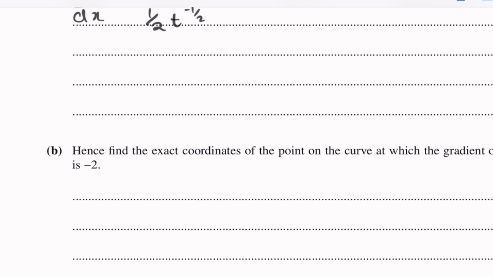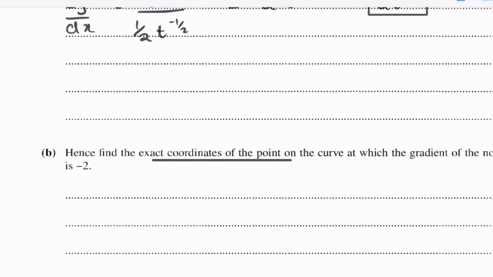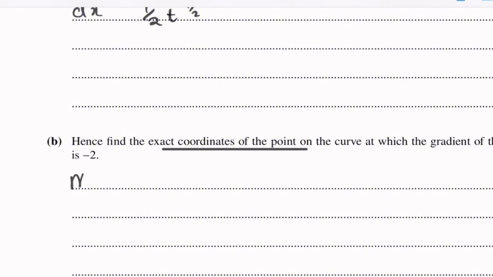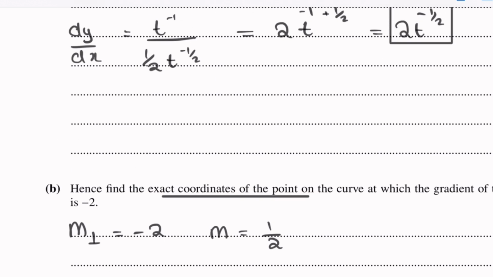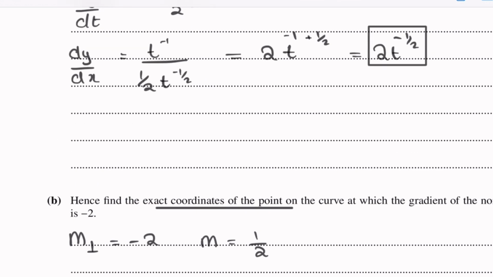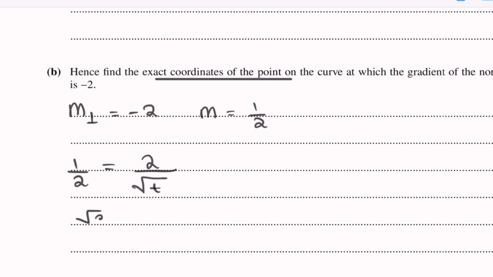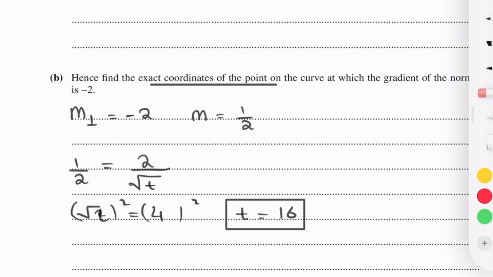Now next we're going to have to find the exact coordinates of the point on the curve at which the gradient of the normal is equal to -2. Okay, if the gradient of the normal equals -2, that means the gradient of the curve is going to equal 1/2. That's the opposite reciprocal. So now 1/2 is supposed to equal the derivative, which we already know is 2t to the power of negative half, or 2 over the square root of t. And so root t equals 4, and obviously if we square either side, we get t equals 16.